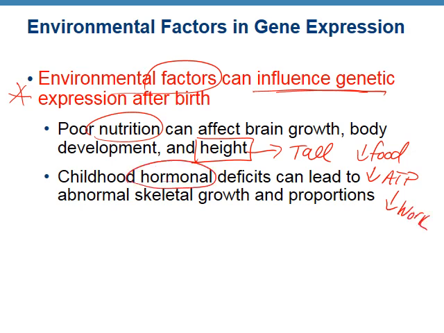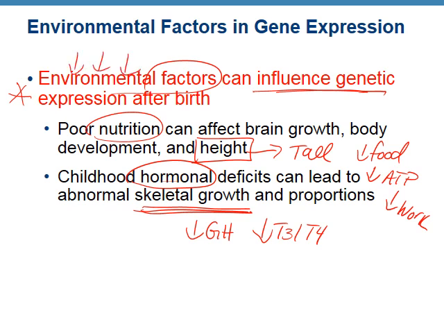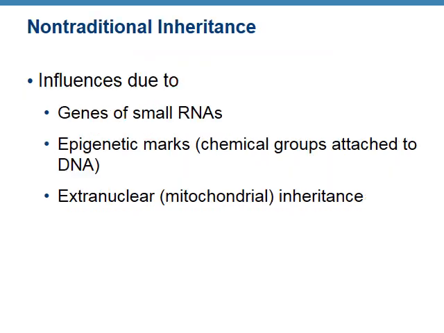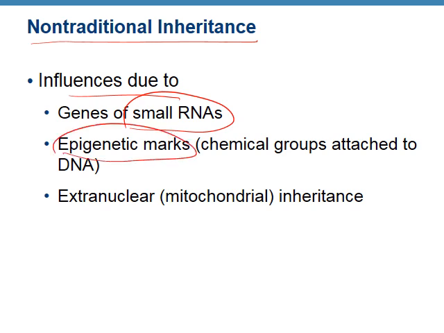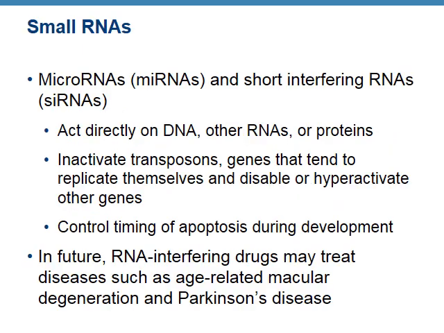What happens if you have hormonal deficiencies? What happens if you have decreased growth hormone? What happens if you have decreased T3 and T4? That's going to affect your skeletal growth. So environment can affect your genetic expression, whether a gene is on or off, or whether it's on high enough or low enough. There are a few non-traditional inheritance patterns I just want to talk about. There's something called small RNAs, epigenetic markers, and then I really want to focus on mitochondrial inheritance.